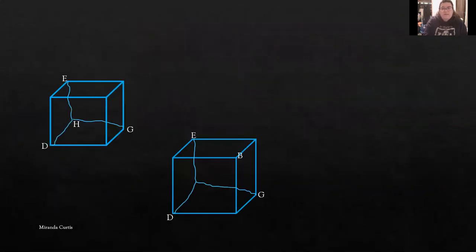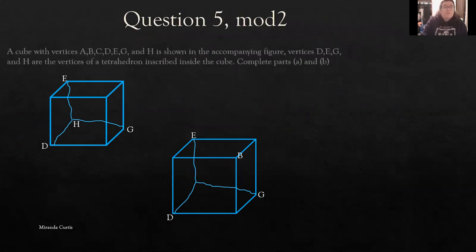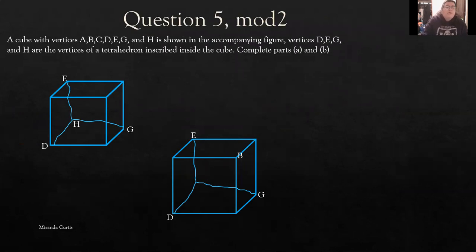Okay, ooh, that looks hard. It's not. We're going to question 5, module 2. A cube with vertices A, B, C, D, E, G, and H is shown in the accompanying figure. Vertices D, E, G, and H are the vertices of a tetrahedron inscribed inside a cube. Complete A and B.